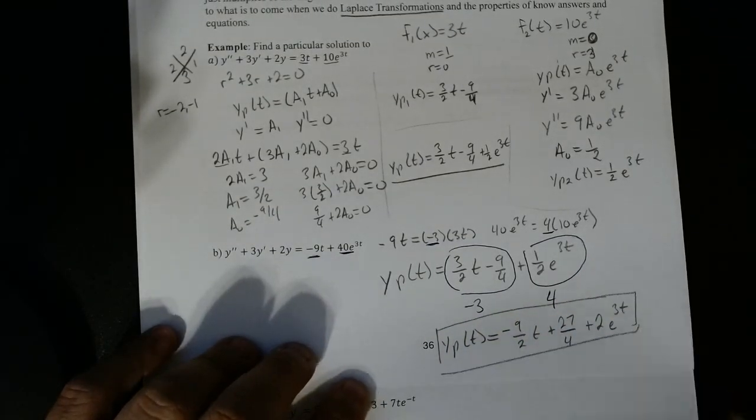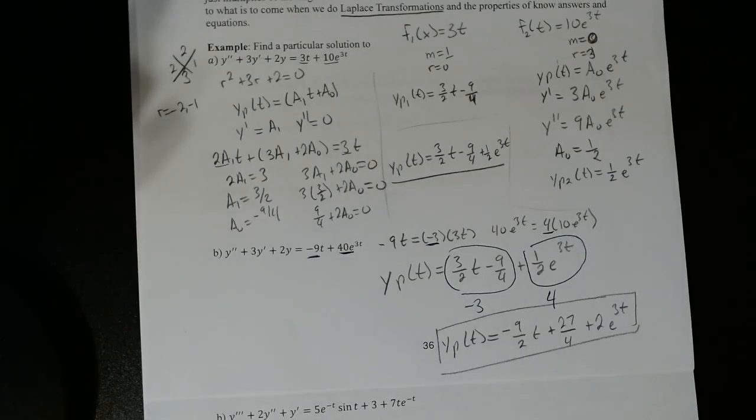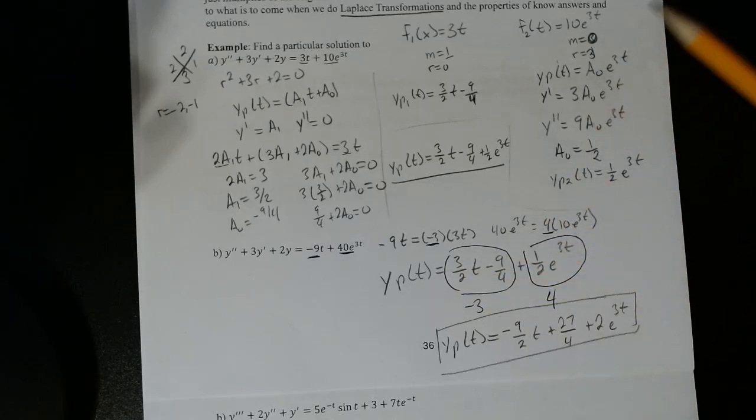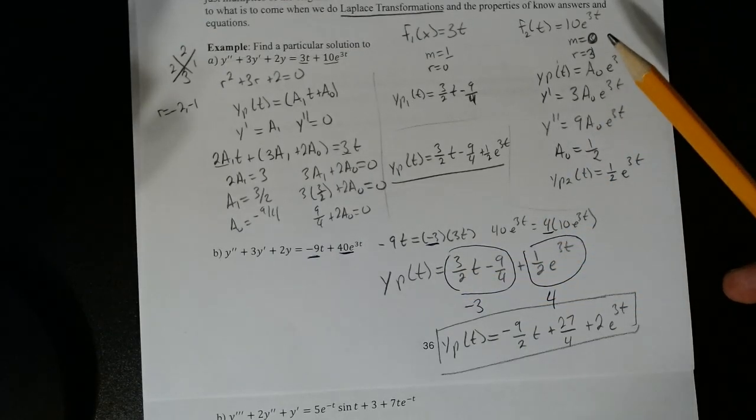And that's the nice thing about superposition: not only can we do each one individually, but if it's a scalar multiple of something we already have, we could just use it in the process as well. Okay.